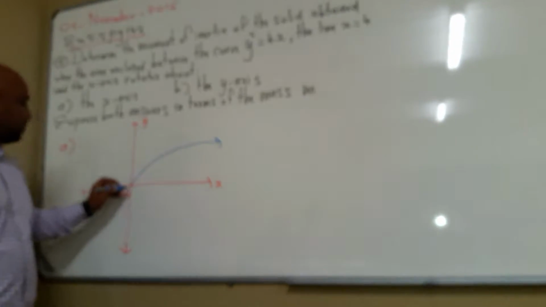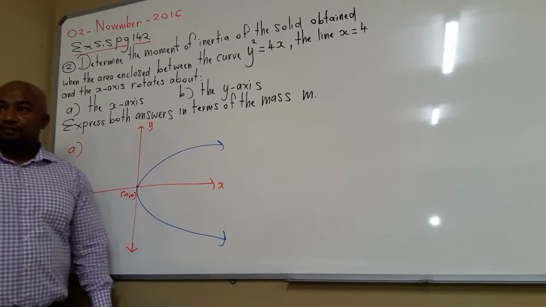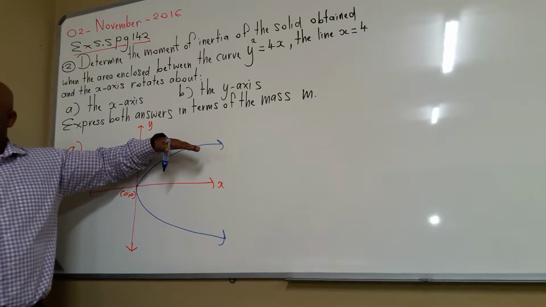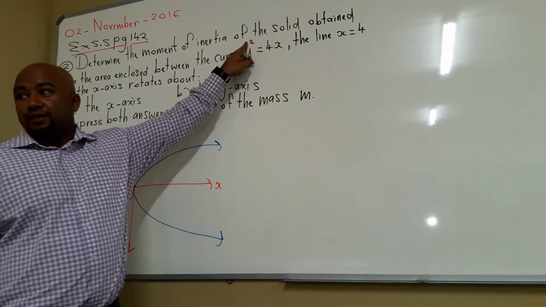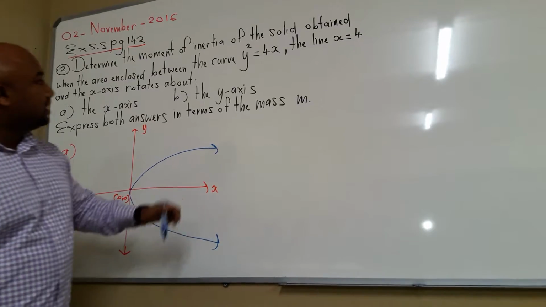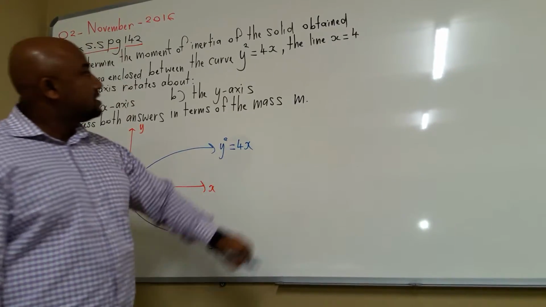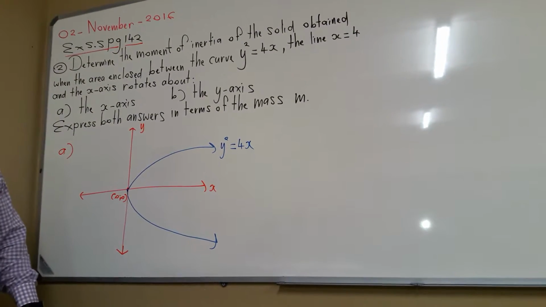So here is your parabola. This is a full parabola. It's not just the upper part or not just the lower part. It's clear that it's y squared. Okay. So now, here is the graph. Y squared is equal to 4x. It turns here at the origin.